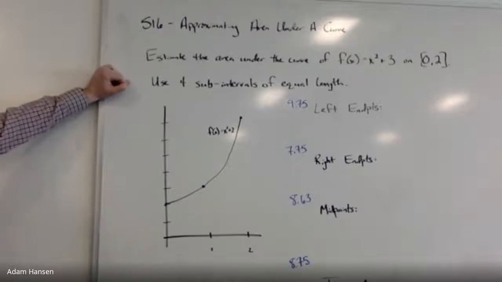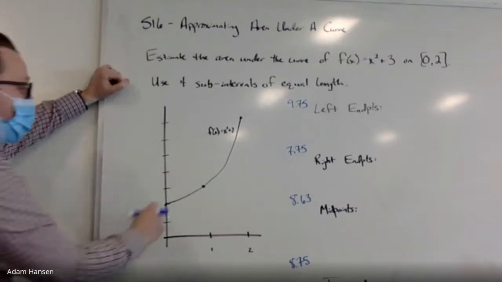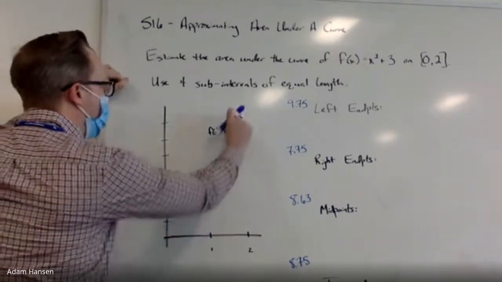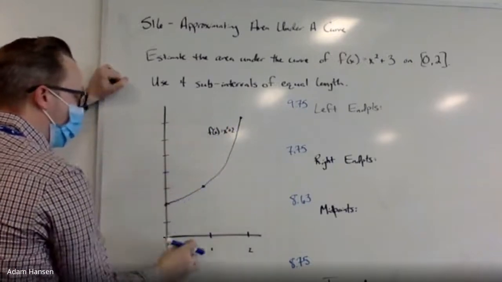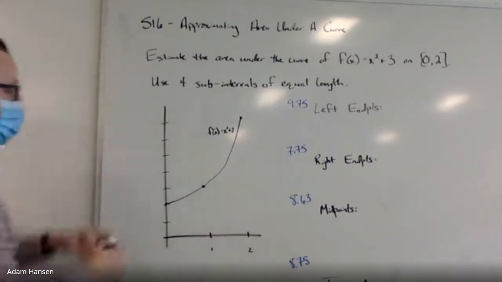Estimate the area under the curve of our function f of x equals x squared plus 3 along the interval from 0 to 2. So as you can see, I've got my picture graphed by first graphing the function on the interval along the x-axis from 0 to 2. Made a quick table of values.